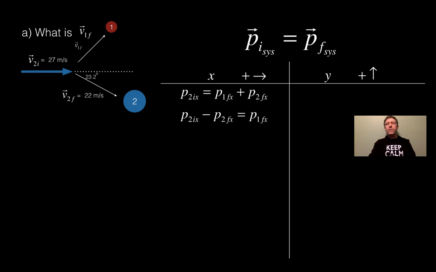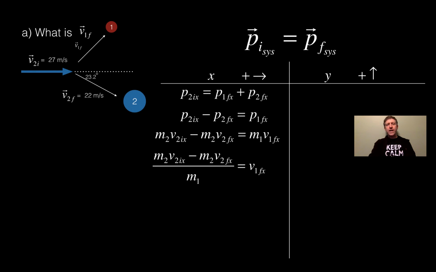Now I'm just going to get a little bit more specific here and plug in the expression for momentum. P2 initial in the X direction is just M2 V2 initial in the X direction, the mass of object 2, which is 2 kilograms, times its velocity in the X direction initially. And then subtract from that P2 final X, which is just M2 V2 final X. That will all equal M1 V1 final X. So I've got to solve for V1 final in the X direction. I just divide both sides by M1, do some plugging and chugging, and there we go.